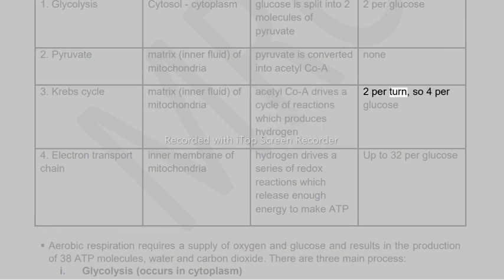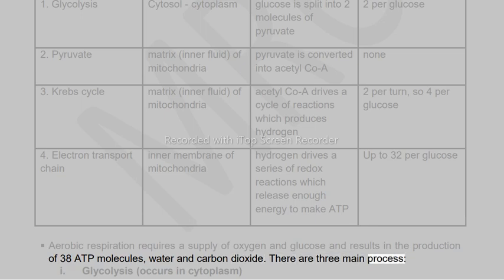2 ATP per turn, so 4 per glucose. 4. Electron transport chain, on the inner membrane of the mitochondria: hydrogen drives a series of redox reactions, which release enough energy to make ATP, up to 32 per glucose. Aerobic respiration requires oxygen and results in the production of 38 ATP molecules, water and carbon dioxide.